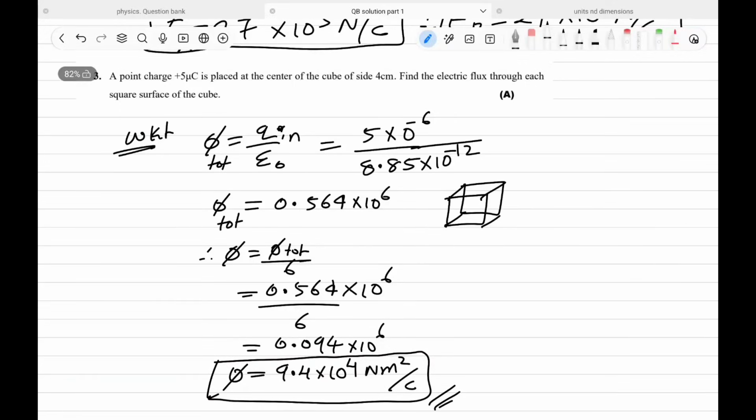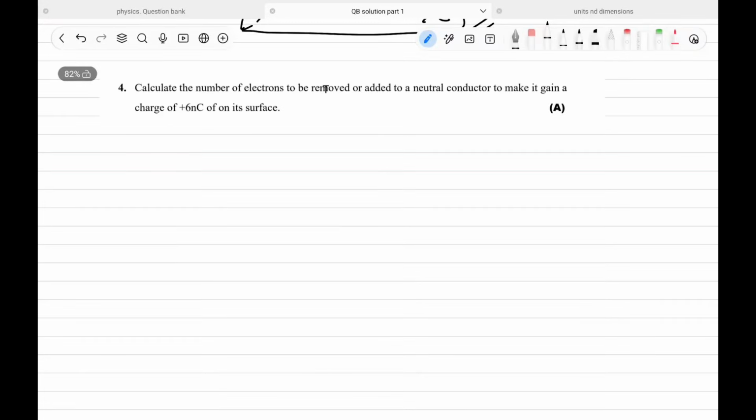Next one. Third year students. In this question it is asked, calculate the number of electrons removed or added to a neutral conductor to make it gain a charge of 6 nanocoulomb. This can be solved using the quantization rule. Q is equal to plus or minus N into E, or simply Q is equal to N into E. Number of electrons is Q divided by E.